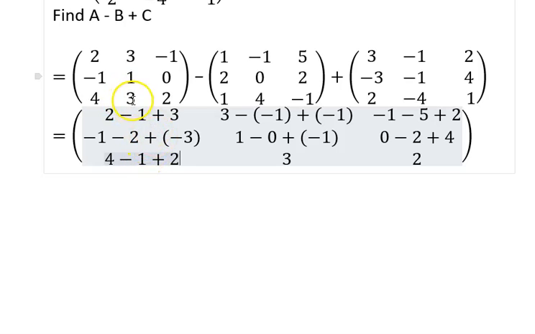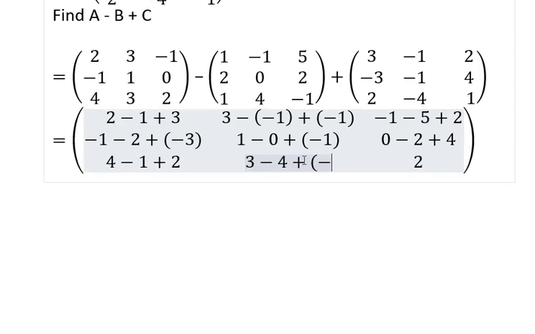Middle down here, 3 minus 4 plus minus 4. 3 minus 4 plus minus 4.